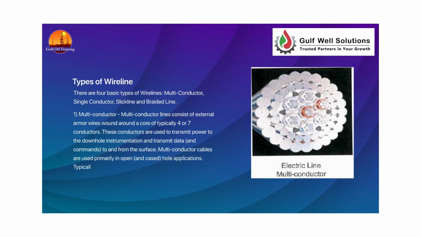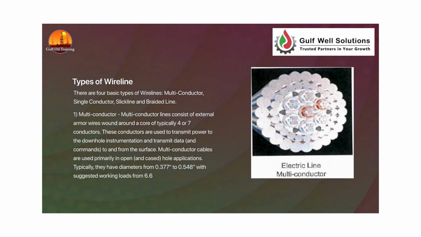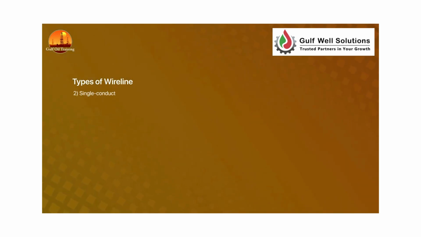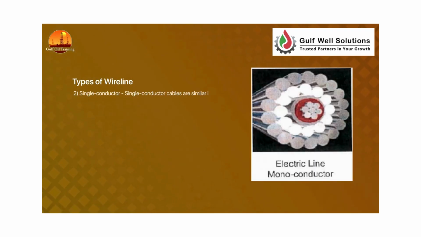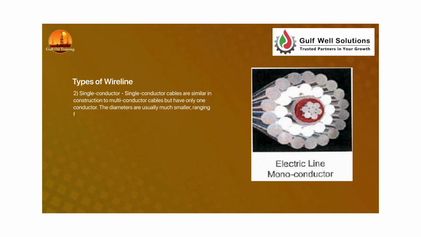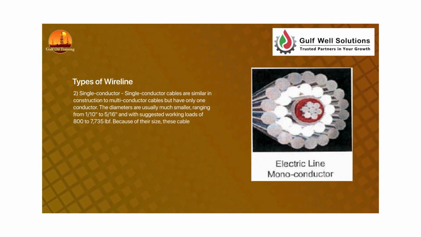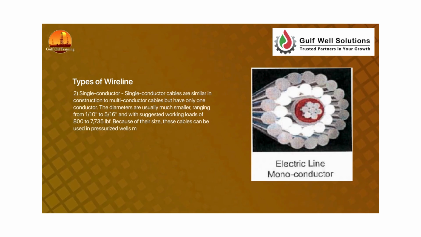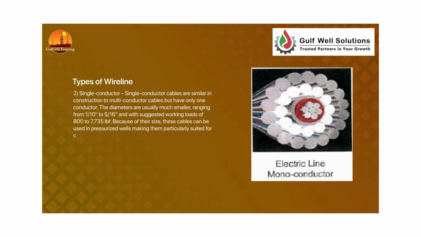Typically, they have diameters from 0.377 inches to 0.548 inches with suggested working loads from 6.6 K to 20 K lbf. 2. Single conductor. Single conductor cables are similar in construction to multi-conductor cables but have only one conductor. The diameters are usually much smaller, ranging from 1/10 to 5/16 of an inch and with suggested working loads of 800 to 7,735 lbf. Because of their size, these cables can be used in pressurized wells, making them particularly suited for cased hole logging activities under pressure.